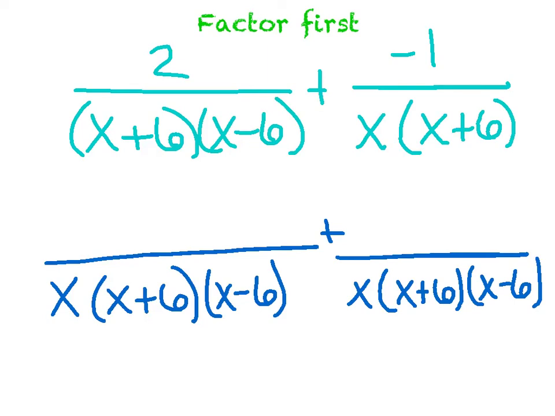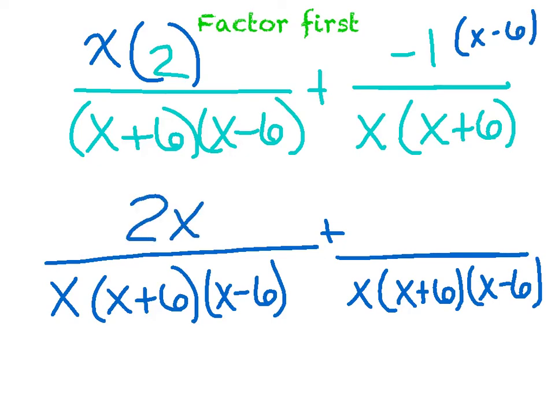So now just ask yourself, this has the x plus 6 and the x minus 6. It's missing the x. So I'm going to multiply the top only by x. This second term has an x and an x plus 6. It's missing the x minus 6. So I'm going to multiply by the x minus 6 here. So on top, I'm left with 2x. And on the bottom, just distribute this negative through, negative x plus 6.